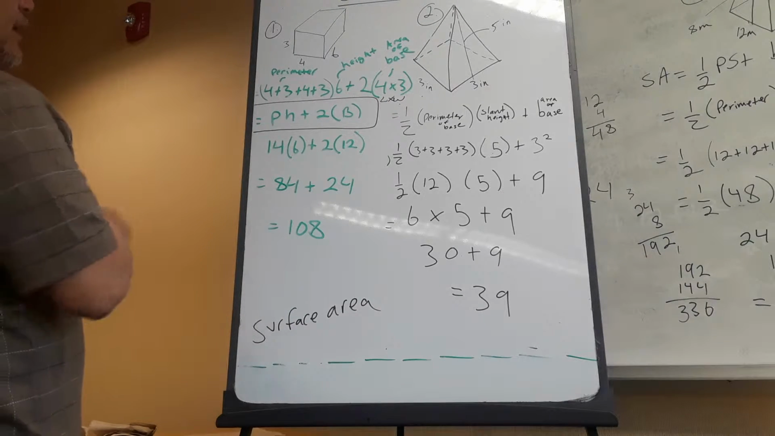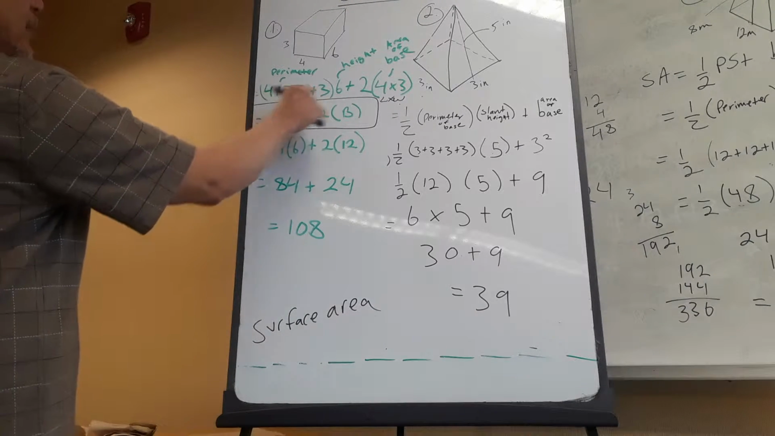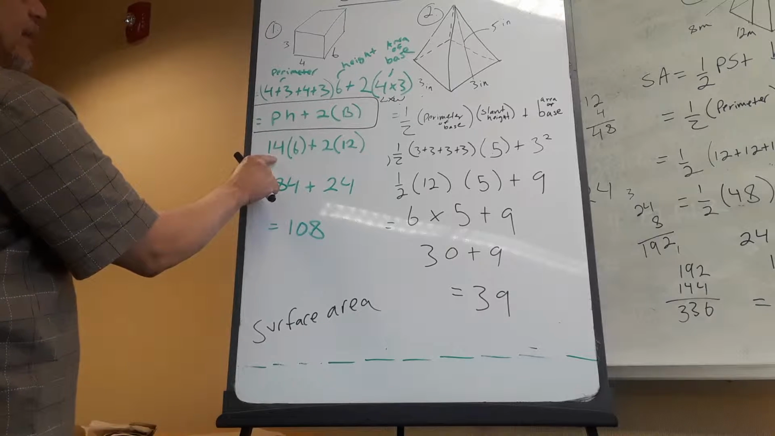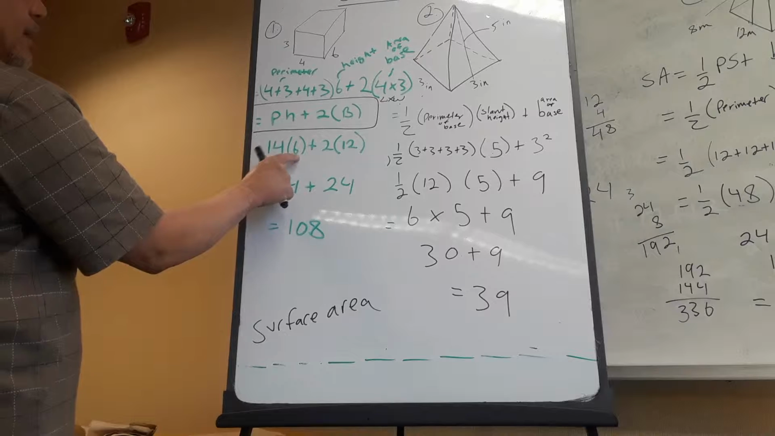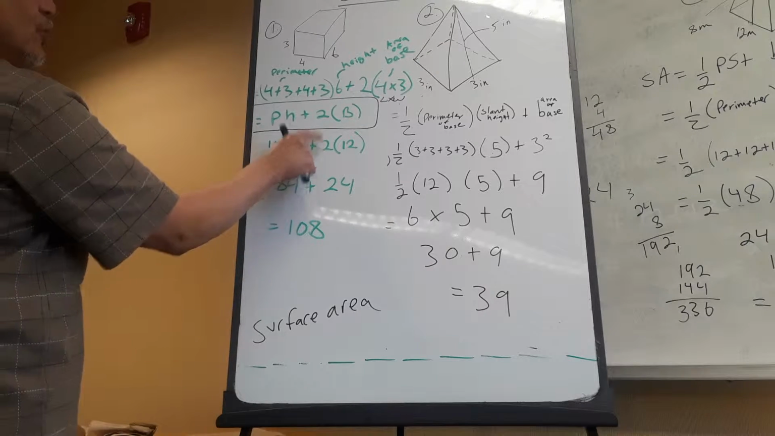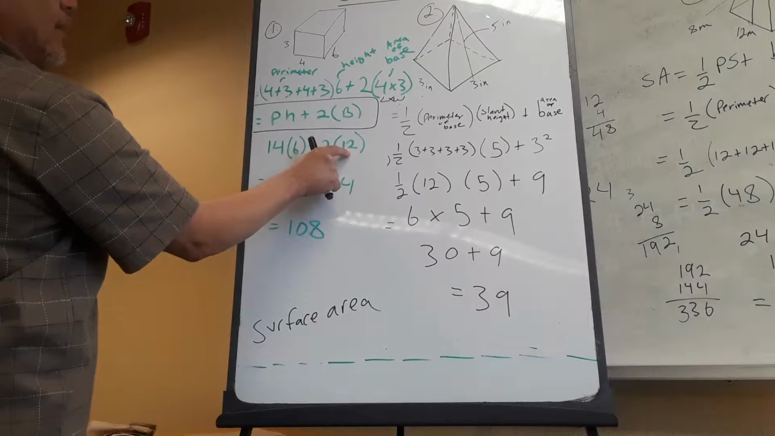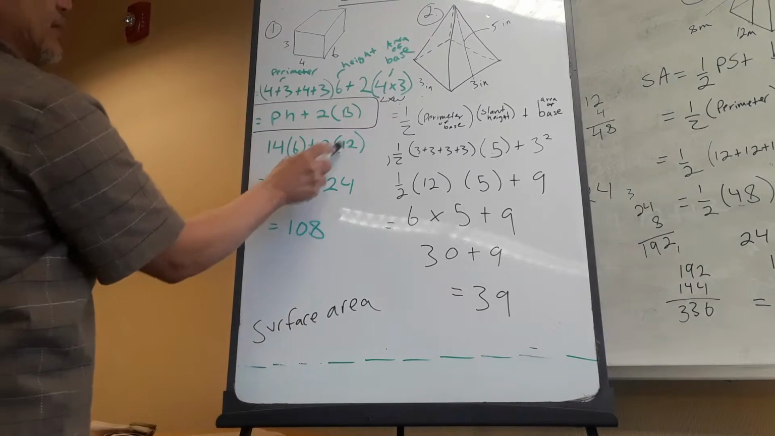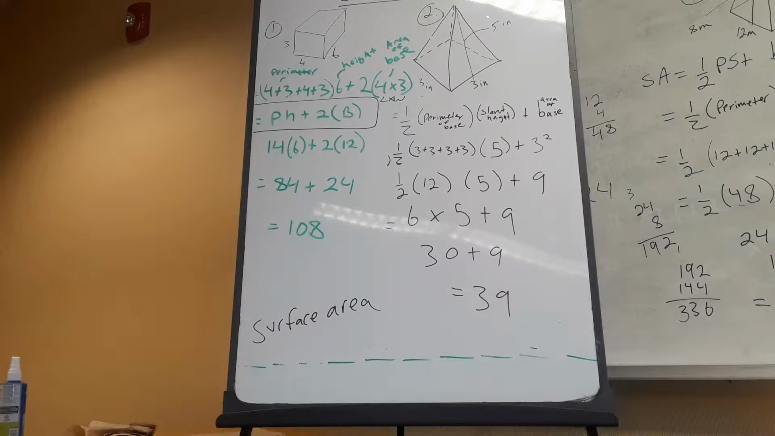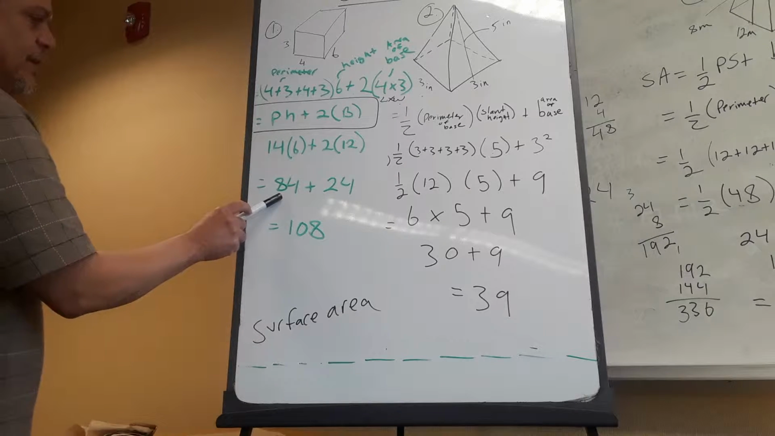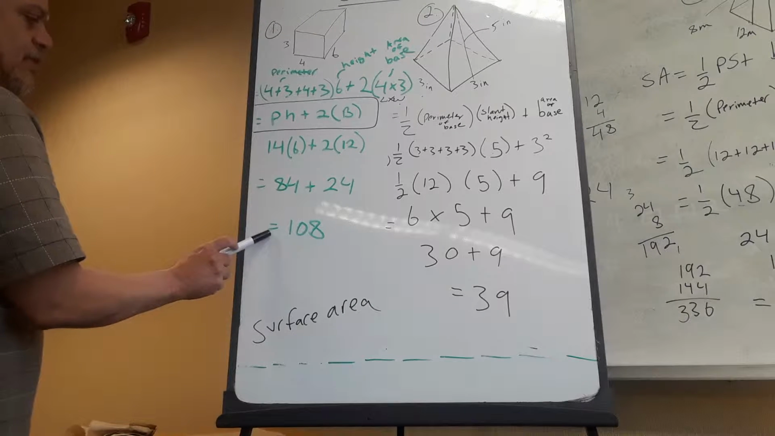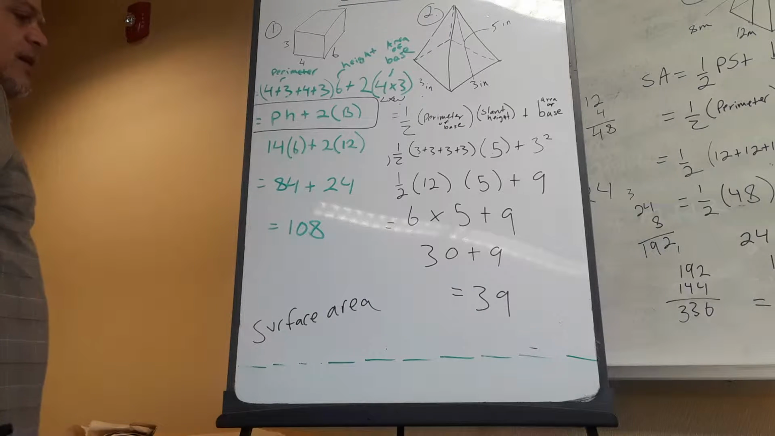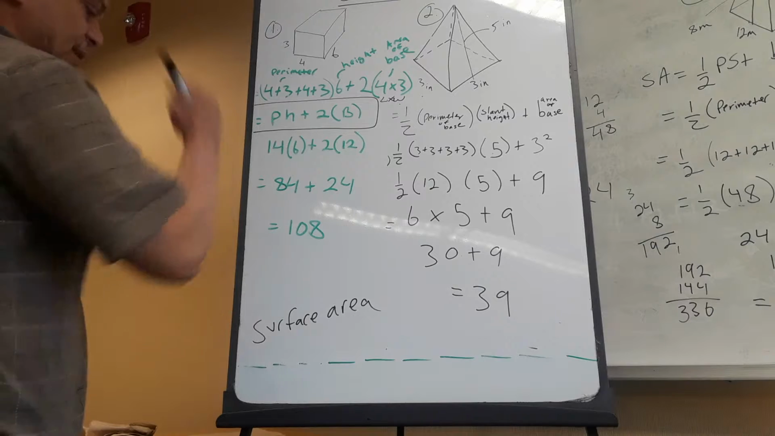Okay, so now we got that. When you add up the perimeter, you get 14. 14 times 6, the height, plus 2 times the area of the base, which is 4 times 3, is 12. 14 times 6 is 84. 2 times 12 is 24. So that equals 108. They don't ask us for units.